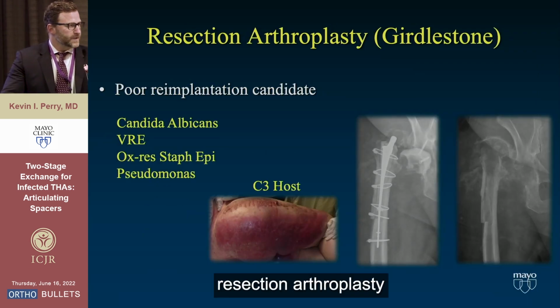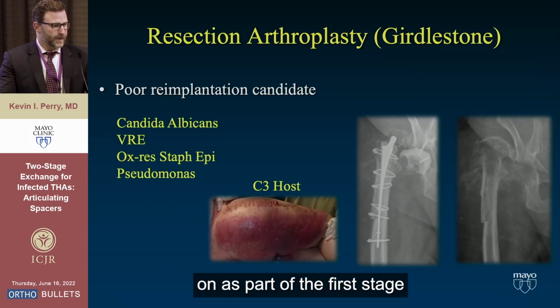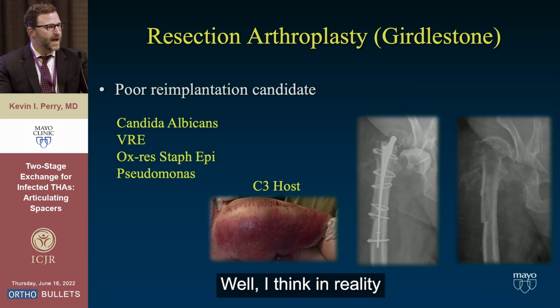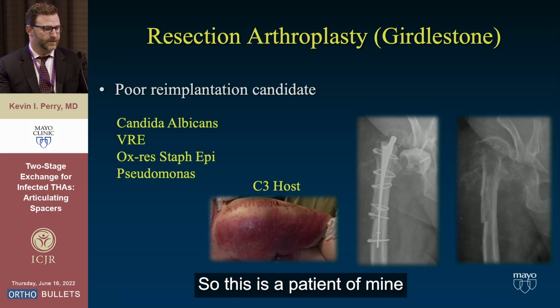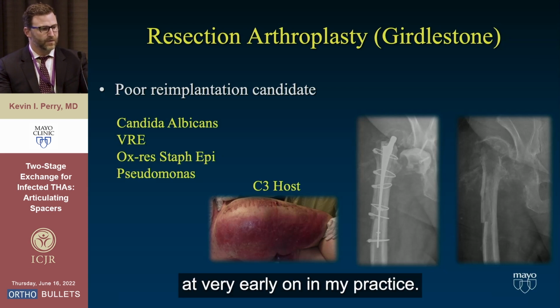So who do I use resection arthroplasty on as part of the first stage of an exchange? Well, I think in reality, these are patients that probably are going to be poor reimplantation candidates. So this is a patient of mine that I inherited very early on in my practice.